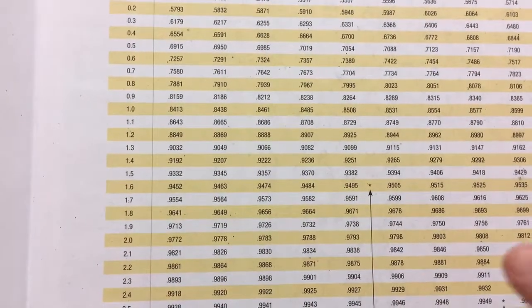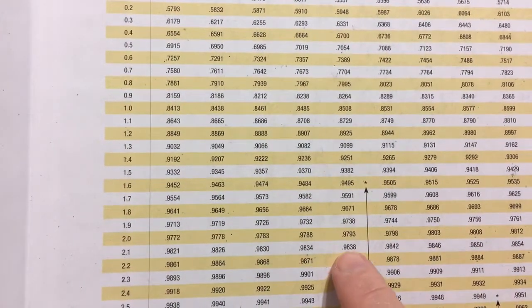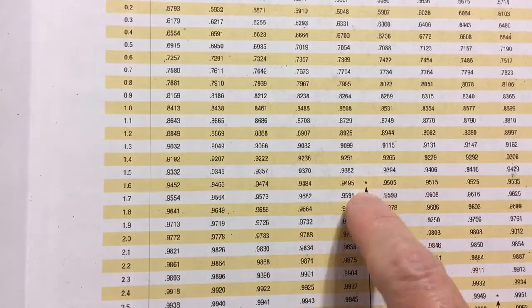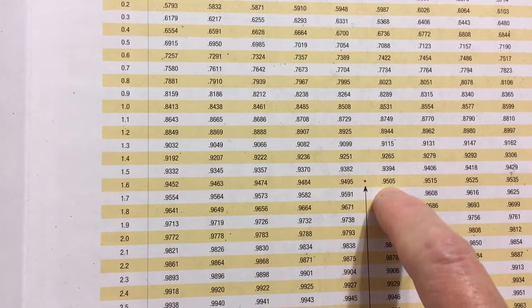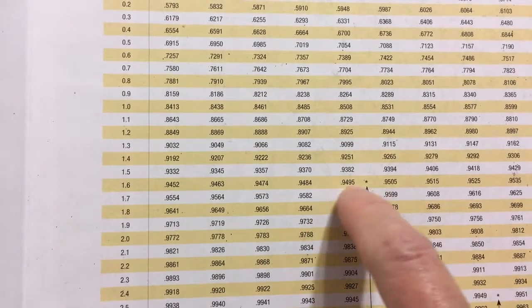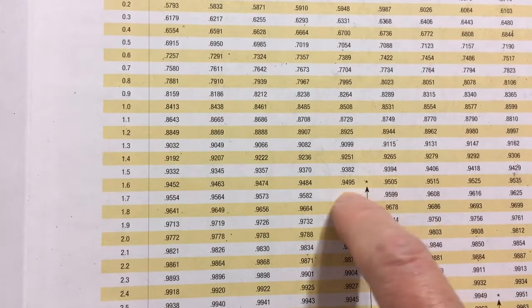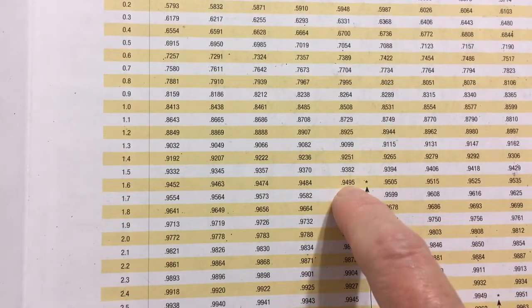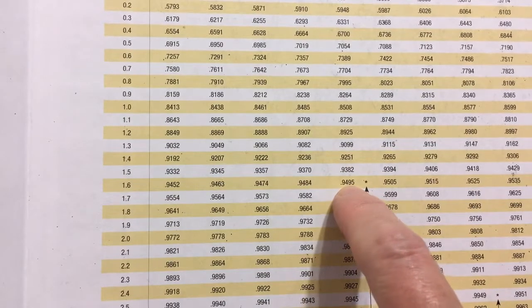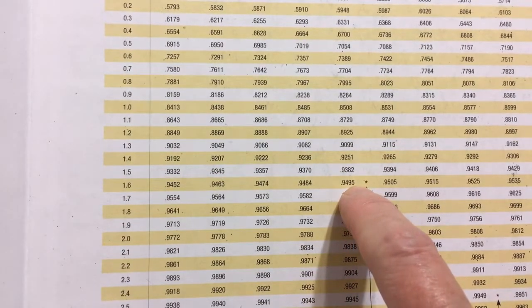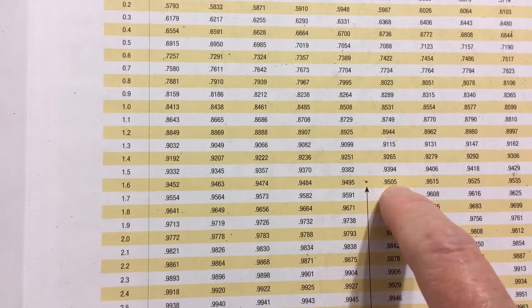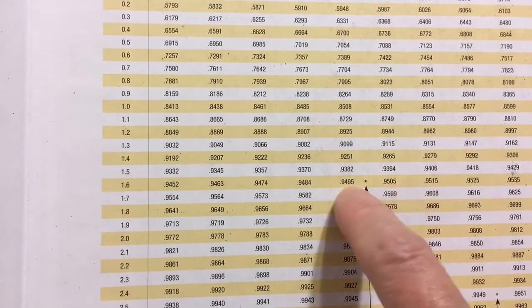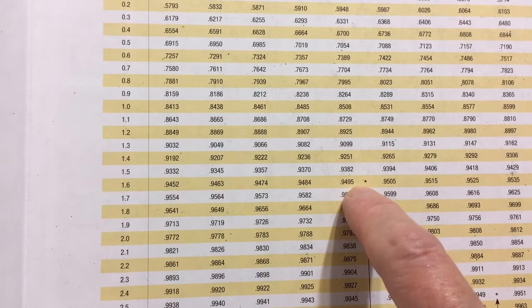If we go on down here, we're looking for a 95th percentile. So look at this right here. We've got 0.9495, and on the other side we have 0.9505. So 95% is exactly right halfway in between those. This one is 5 10,000ths low, and this one is 5 10,000ths high. So halfway in between is going to be the z-score that we're looking for.